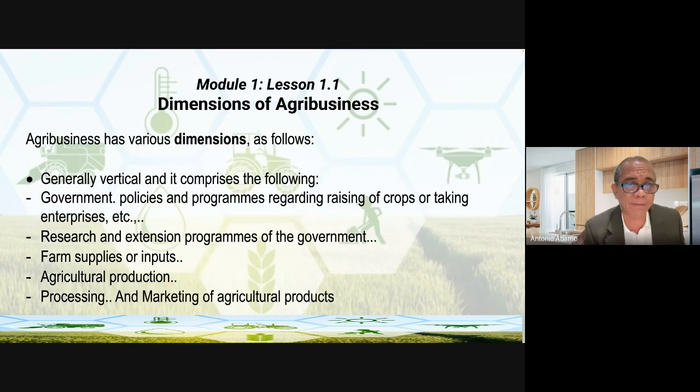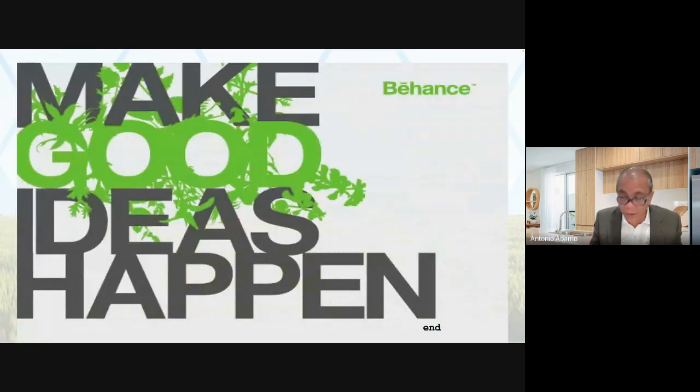Now, these various dimensions are as follows. Generally, agribusiness is vertical in structure, and it comprises the following: government policies, research and extension programs, farm supplies or inputs, agricultural production, and processing. So that's the whole specific dimension of agribusiness. Okay?